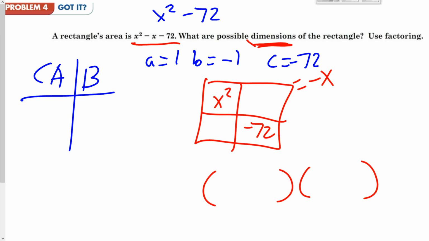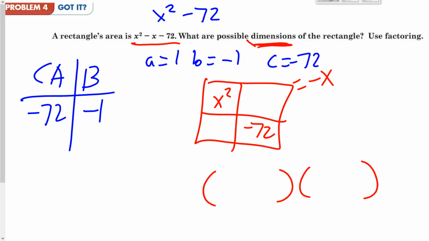All right, so again, we can multiply C times A. Negative 72 times 1 is negative 72. And our B is negative 1. That's probably going to be a big trouble spot there. So make sure you have negative 1 x's, right? And you have 1x squared. So your A is 1, your B is negative 1.